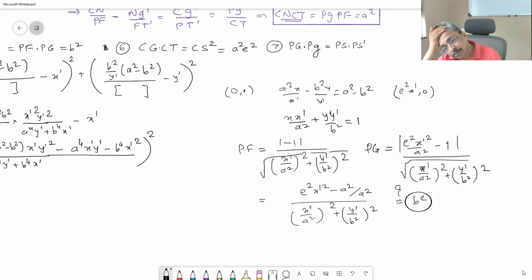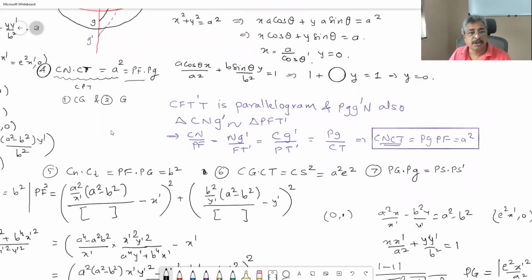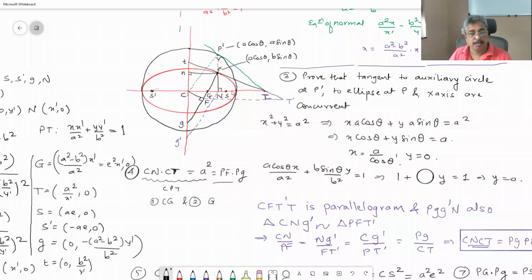Sir, why is PF equal to the distance of C from the tangent? Why? PF, distance. PF is the distance of center from the tangent because this is a rectangle.